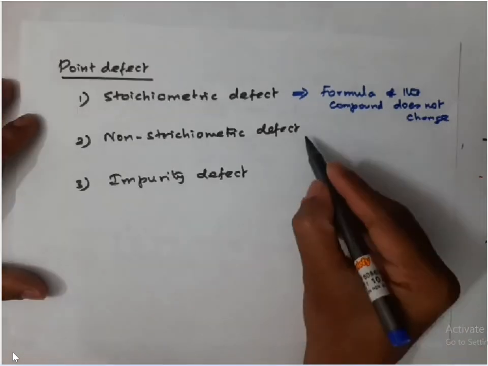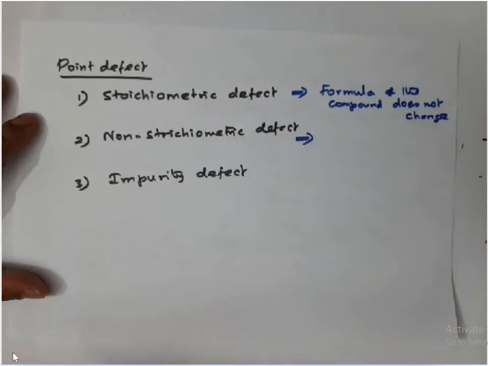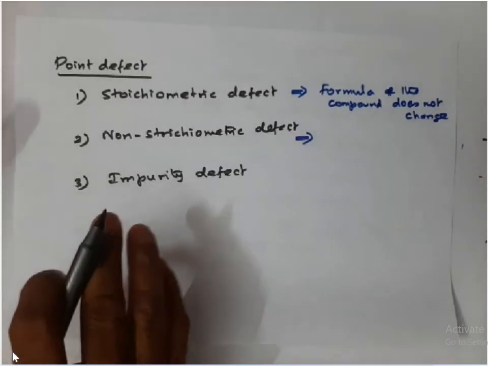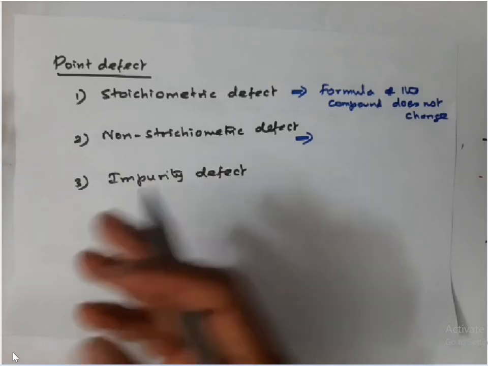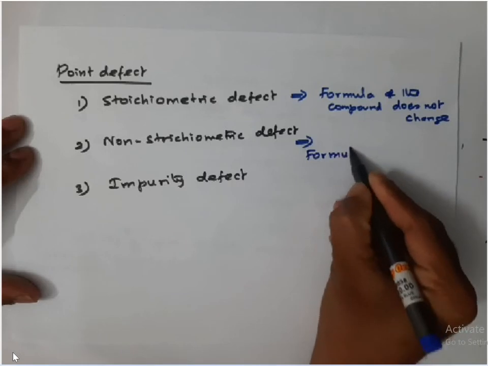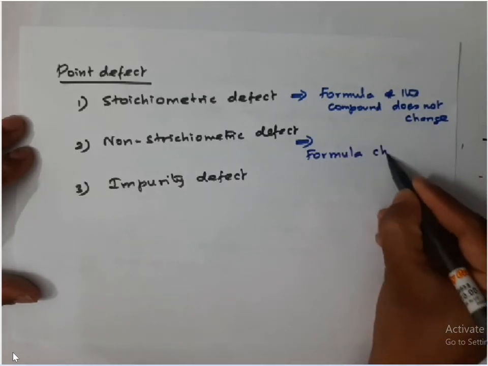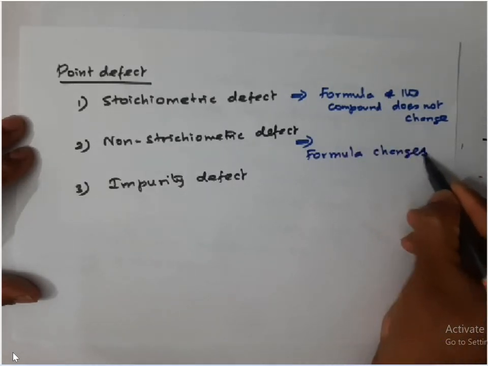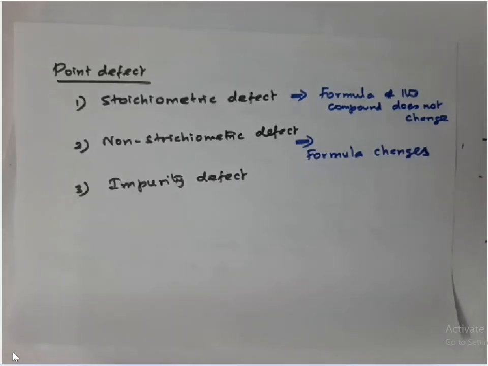What is non-stoichiometric defect? It's very clear. Because of the defect, if the formula of the crystal changes, so here the formula changes, we call those defects non-stoichiometric defect.